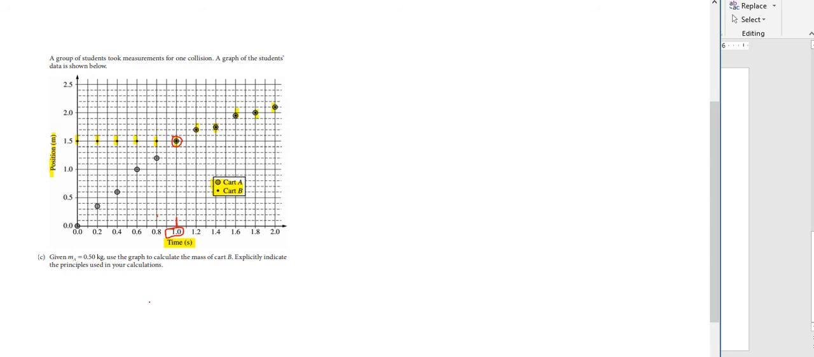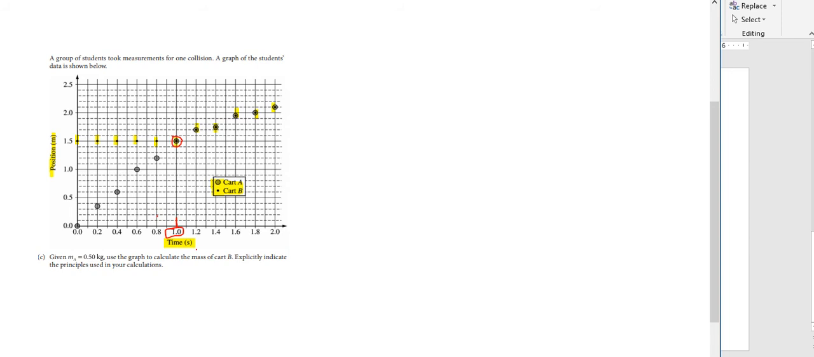All right, principles used in your calculations, that's probably conservation of energy, conservation of momentum, work energy theorem, Newton's second law, all that good stuff. Objects in free fall. I'm guessing because it's a collision, it's probably momentum. First of all, just a quick review of what to do with the graph.